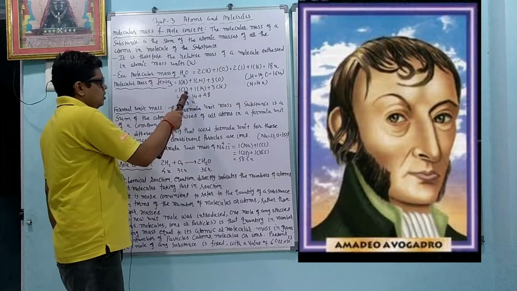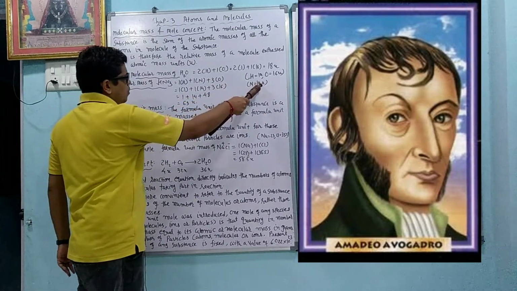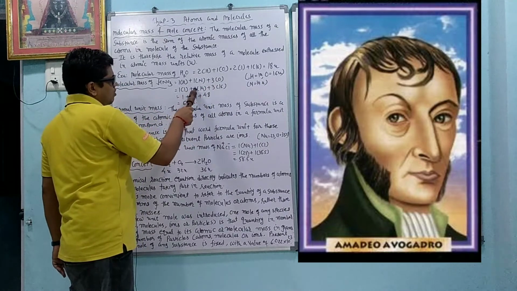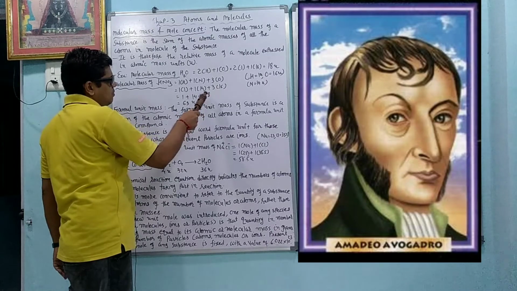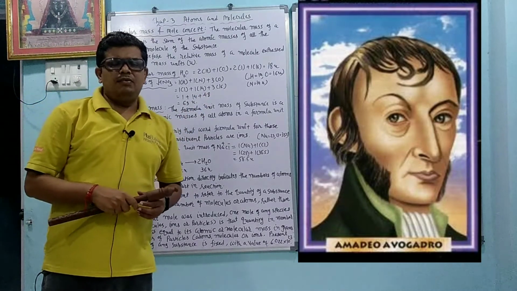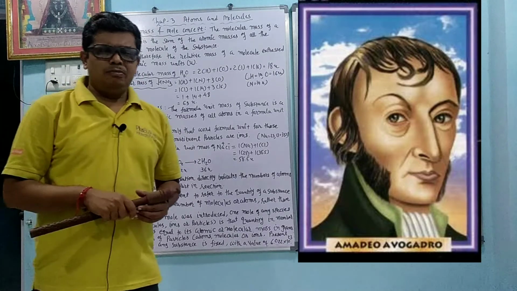So 1 into 1, nitrogen is 14 and oxygen is 16. So 1 into 1, 1 into 14 is 14, and 16 threes are 48. If we add these, we get 63 unit. Instead of that, we can also write 63 gram per mole.